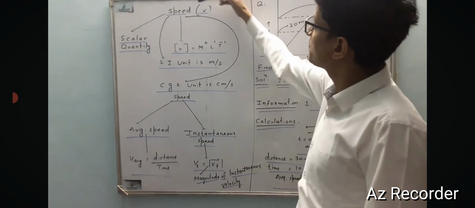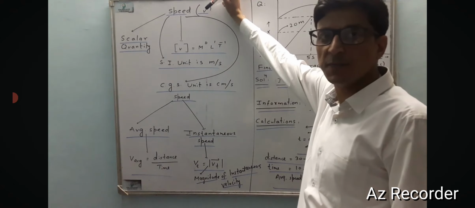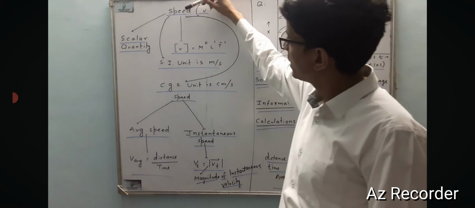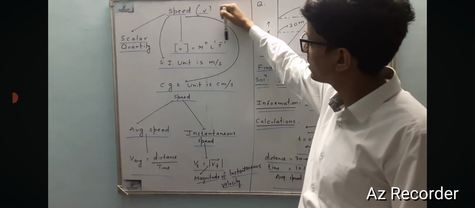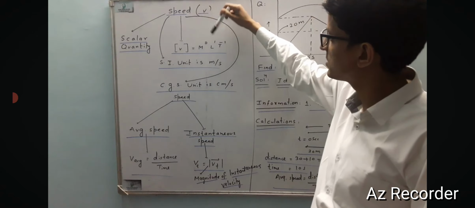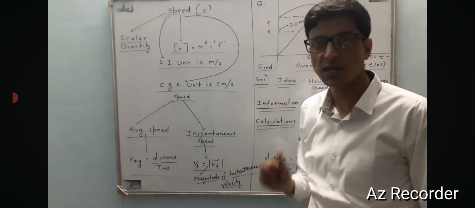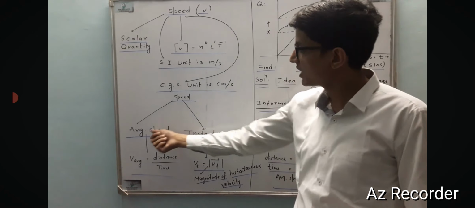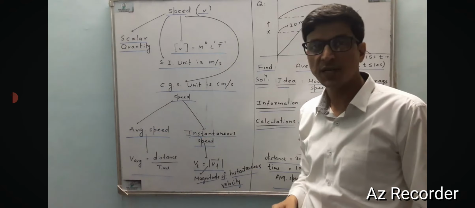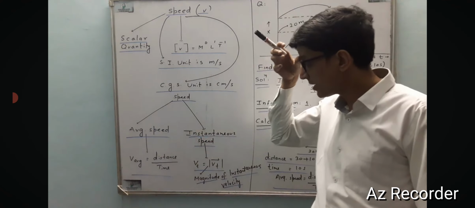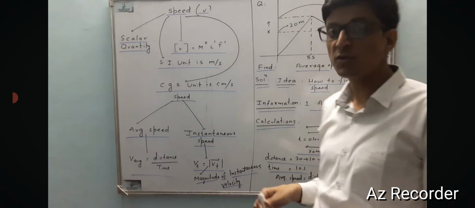Let's discuss today about speed. So speed is represented by the symbol v. It's a scalar quantity. It has dimensions M0 L1 T minus 1, and SI unit meter per second and CGS unit centimeter per second. Speed can be categorized as average speed and instantaneous speed. Average speed is distance by time, and instantaneous speed is the magnitude of instantaneous velocity.